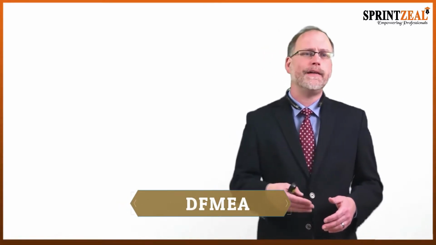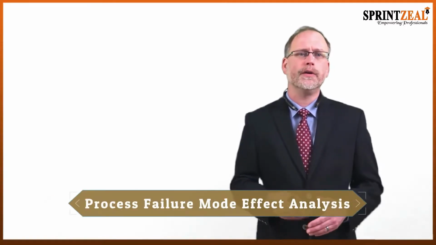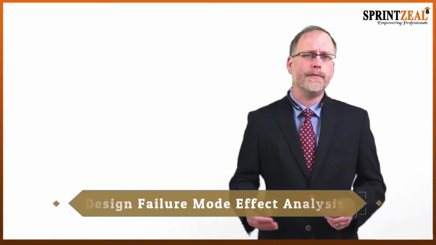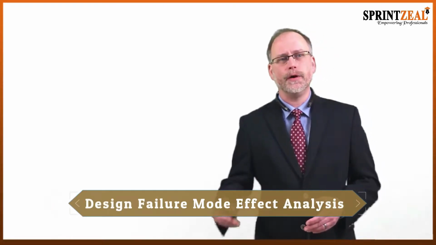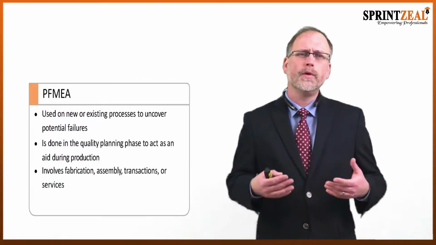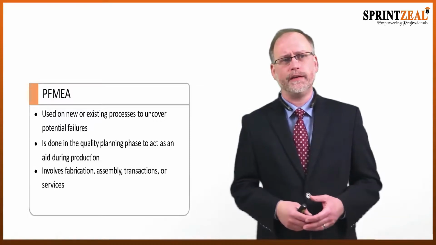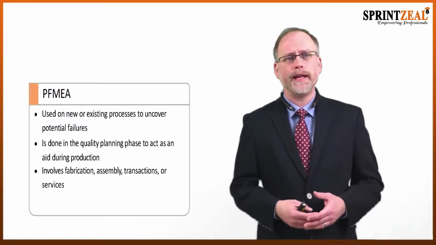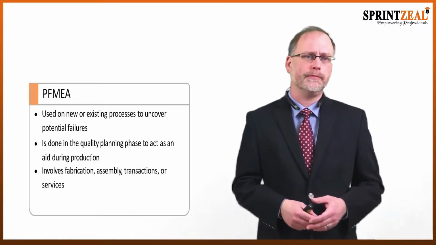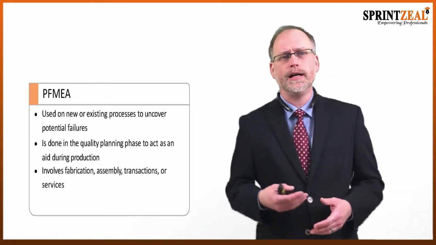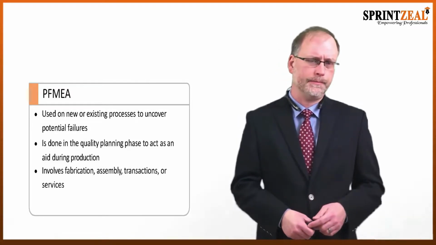Now, there are two types of FMEA that we'll be discussing in your Greenbelt course. The first one is called a PFMEA, and the second one being a DFMEA. Now, a PFMEA stands for Process Failure Mode Effect Analysis, while the DFMEA stands for Design Failure Mode Effect Analysis. With a PFMEA, they are used on a new or an existing process to uncover potential failures. They're done in the quality planning phase to act as an aid during production. And it involves fabrication, assembly, transactions, or services.